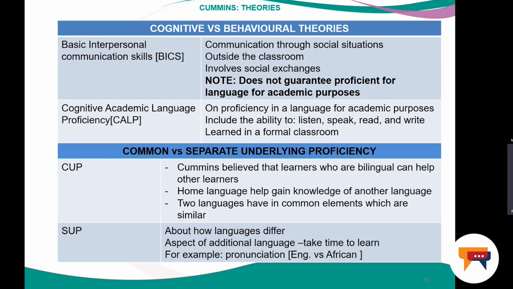Proficiency in a language for academic purposes includes the ability to listen and understand, to speak the language, to read it, and to write it. And this is learned formally in the classroom. BICS socially, CALP formally. Now, as Cummins goes through, it talks about common and separate underlying proficiency.